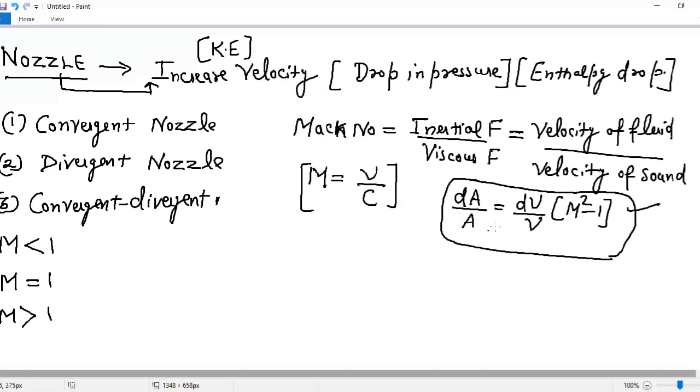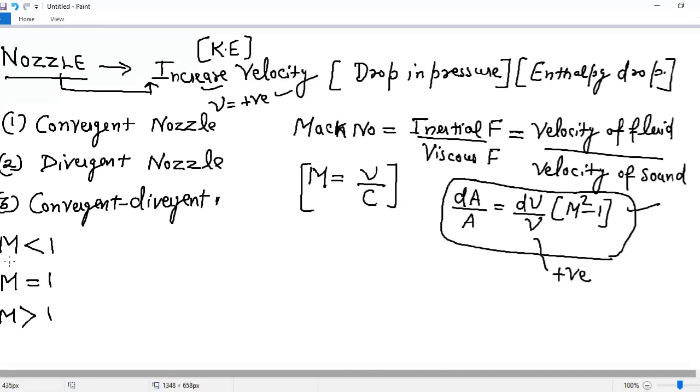Clear? So let us suppose what we are trying to do in the nozzle, we are trying to increase velocity. So the change in velocity is always going to be positive. Over here, our aim is that our change in velocity should always be a positive value. The change in area can be positive or negative depending upon the condition that is given to us.